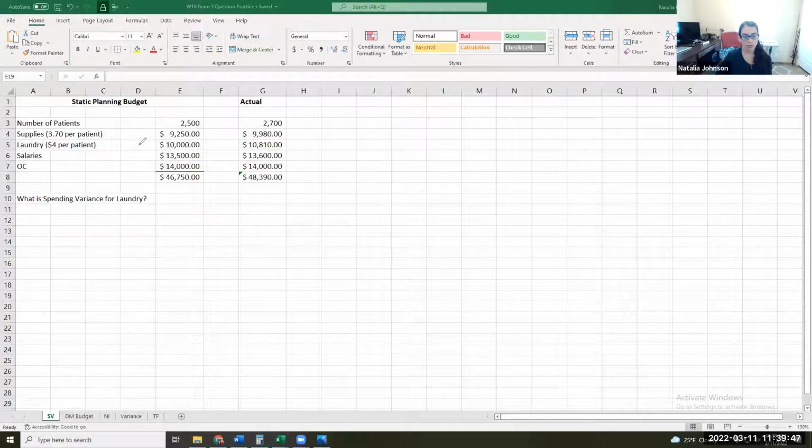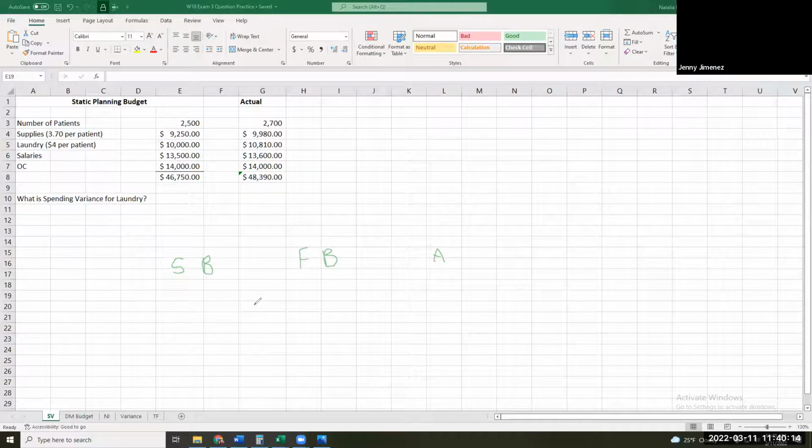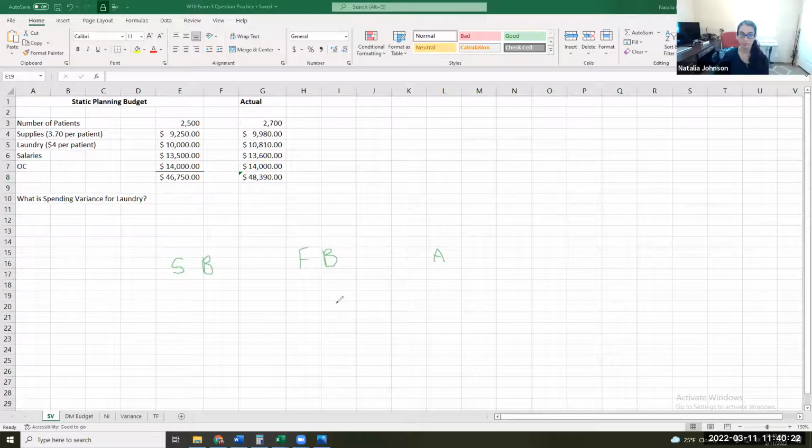Okay, so before we go to this question, remember this static budget is what the budget they did before the month, so when they didn't know the actual amounts. And then the actual is the actual amount. So what is the flexible budget? It's taking our actual numbers at the standard price. Yeah, perfect.